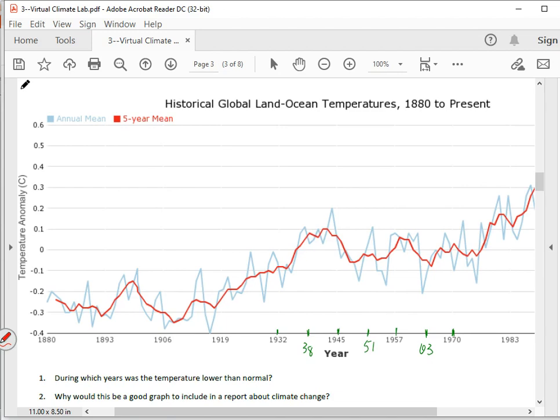So number 1 is asking, which years was the temperature lower than normal? You're looking at what group of years was the temperature lower than normal. These are historical records taken from humans from 1880 to 2009 here, which is considered present. If we look at this graph, we want to focus on that 0 mark right here in the middle.